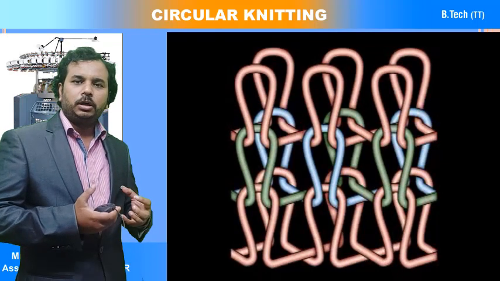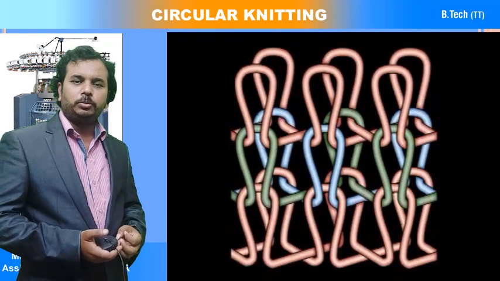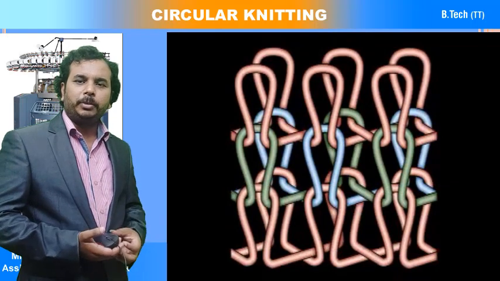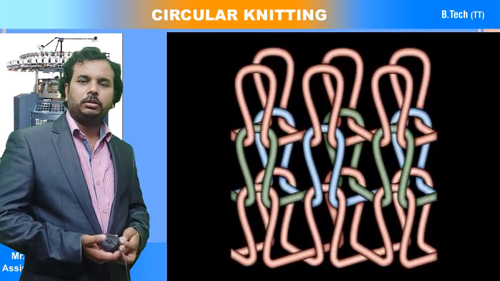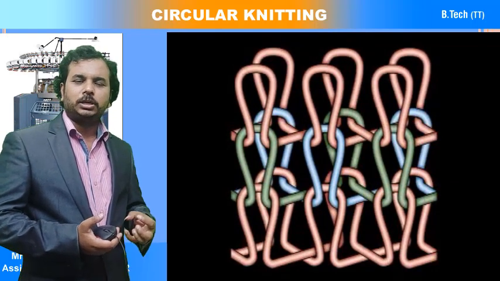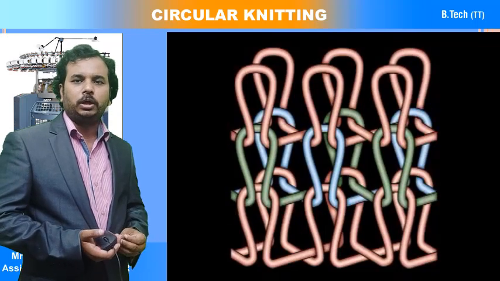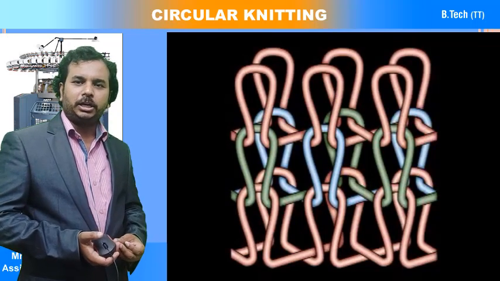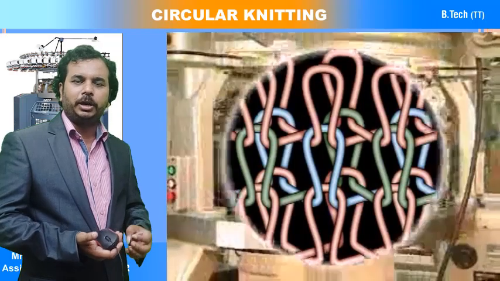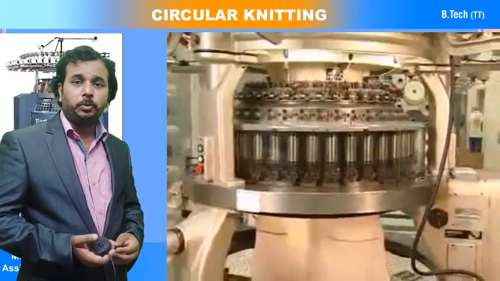So both cylinder loops and dial loops become one course. The highlighted part is completely one course, made by the cylinder and dial. All the needles have made loops.